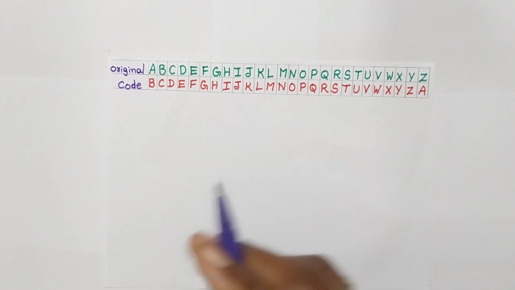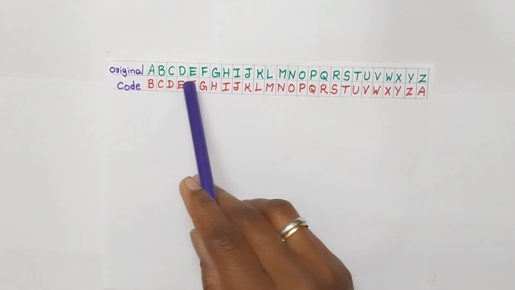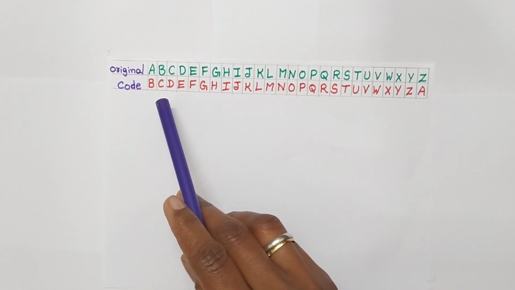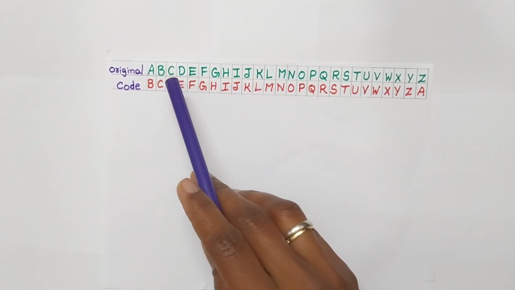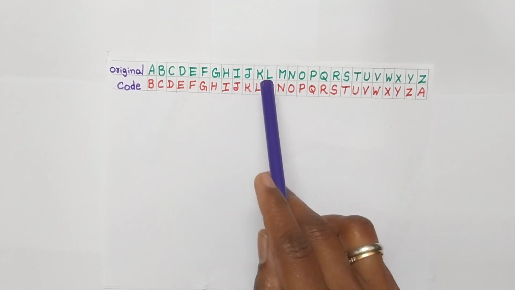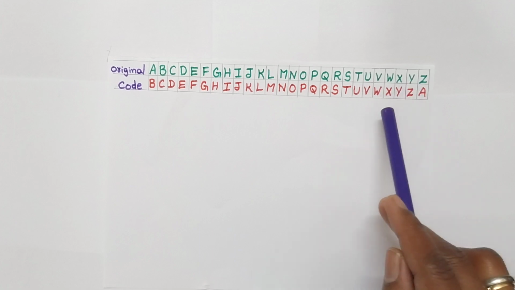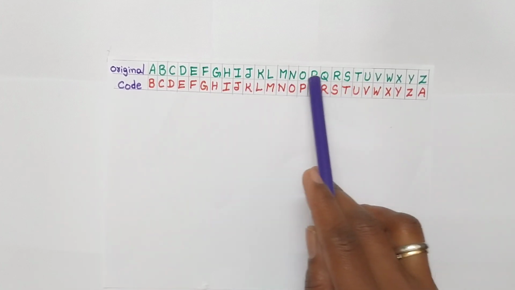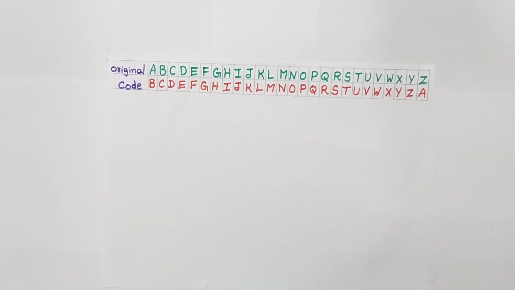First, this is one pattern. What is the pattern? For every alphabet, a code letter is given. For A, the code letter is B. For L, the code letter is M. For X, the code letter is Y. The first line is the original text and the second line is the coded text.